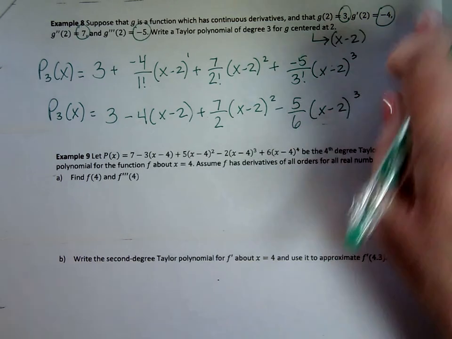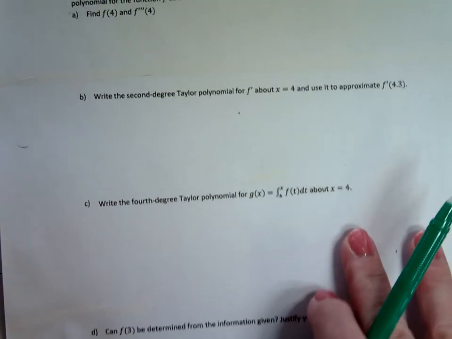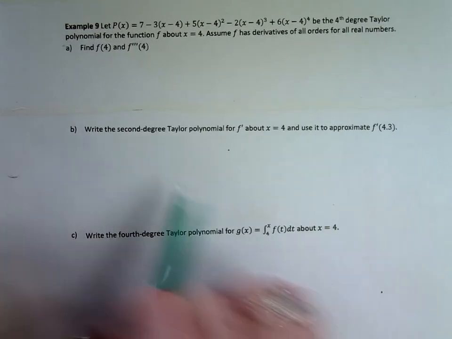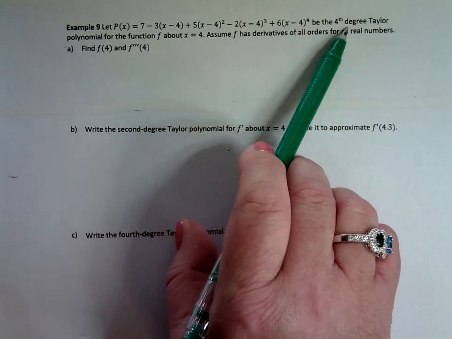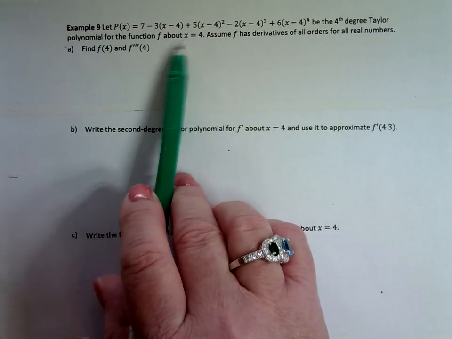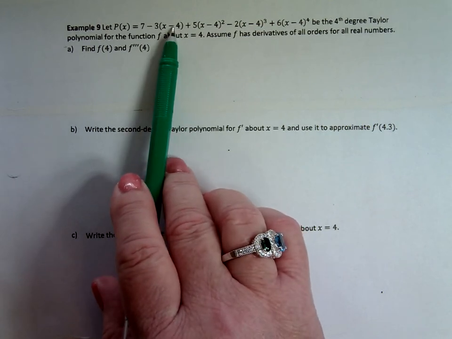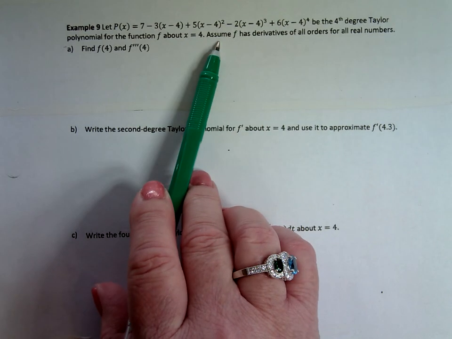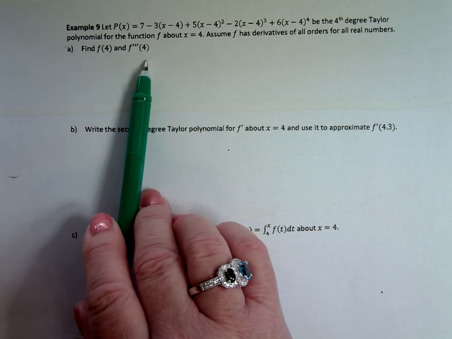Last question, number 9, but of course it has to have 4 parts, right? Number 9. Let p of x, here's your polynomial, be this. It's a 4th degree Taylor polynomial centered at 4. We can see that because it's an x minus 4 grouping, and we can see it's a 4th degree. Assume that f has derivatives of all orders for all real numbers. Find f of 4 and f triple prime of 4.